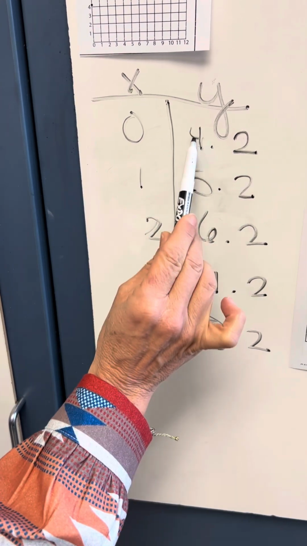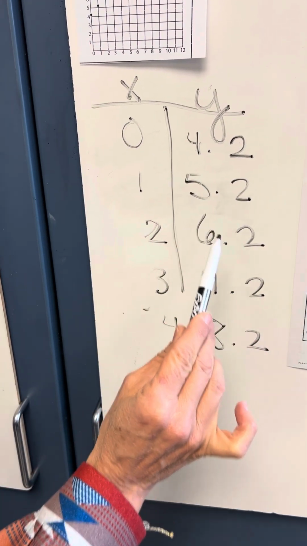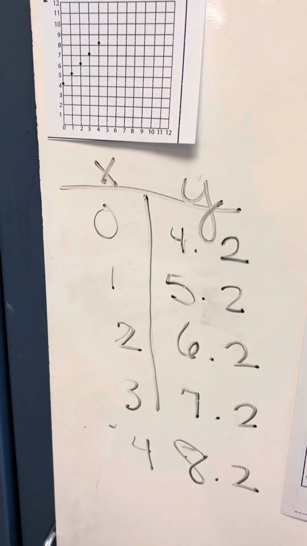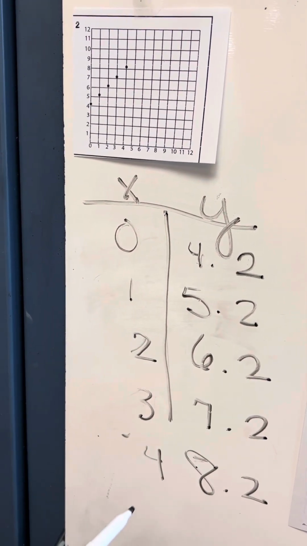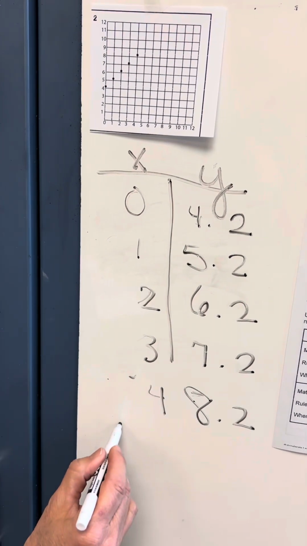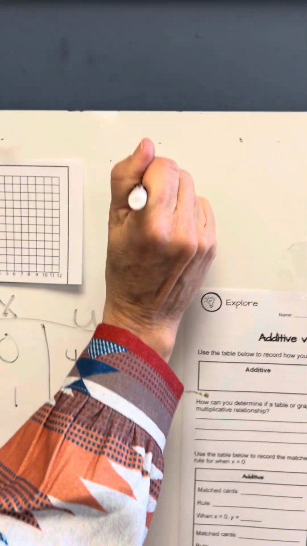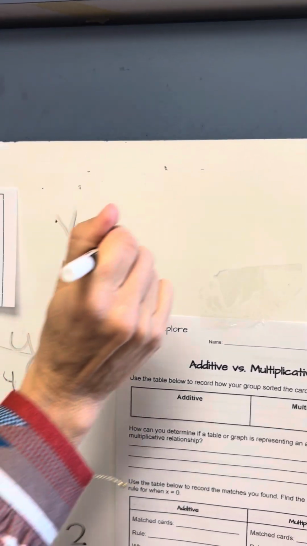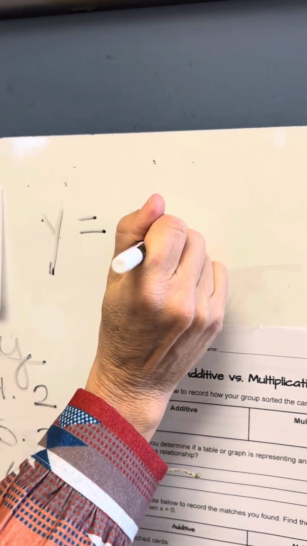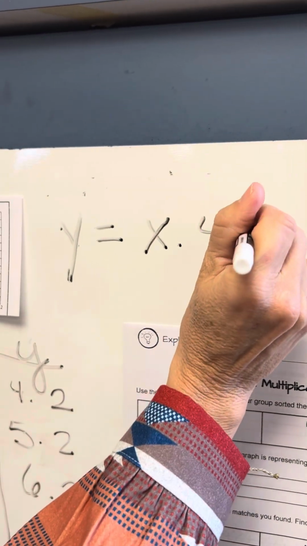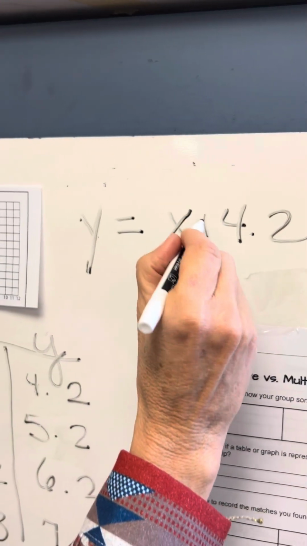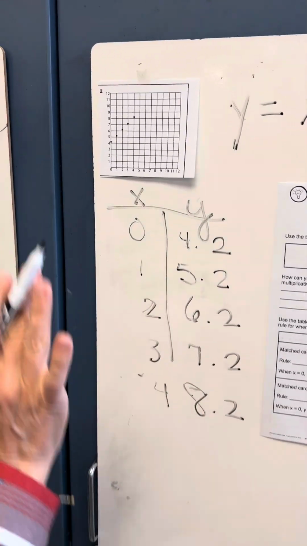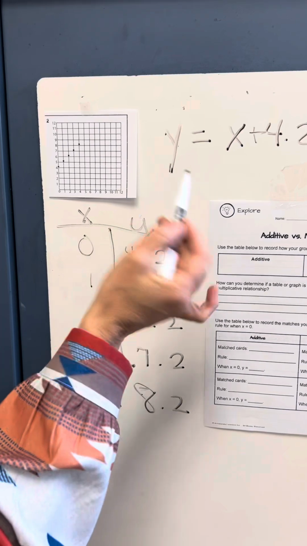Okay, now when I look at these values, 4.2, 5.2, 6.2, 7.2, 8.2, they're going up steadily. They're not jumping in big increments, they're just going up steadily. So I think that this one's additive, but I'm going to check it by writing a rule. My rule is going to be y is equal to x plus 4.2.